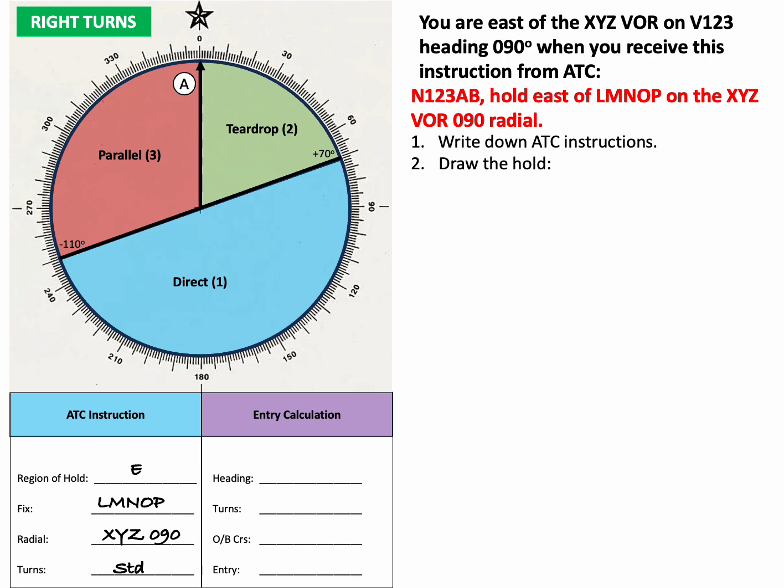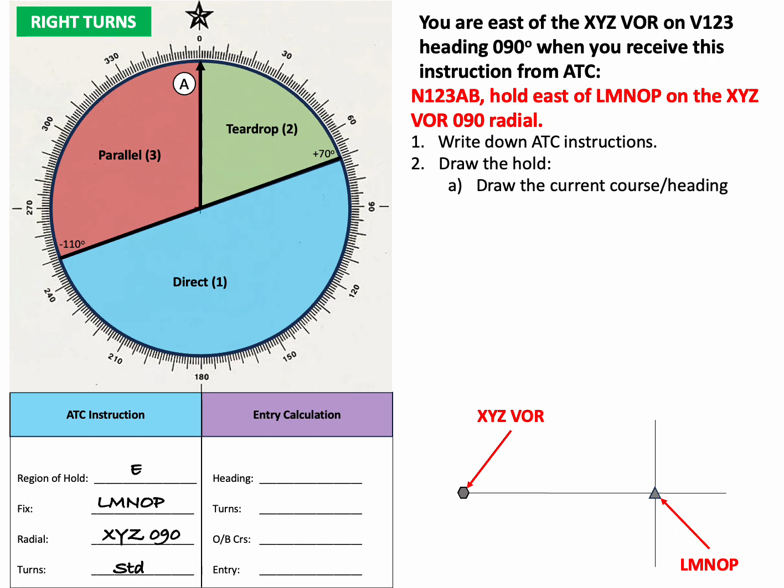The next step is to draw the hold, but this time it includes the XYZ VOR and the fix LMNOP. Draw and label the XYZ VOR, but this time draw the 090 radial from the VOR because that is where the LMNOP fix is located. Next, draw the current course or heading to the fix, 090.